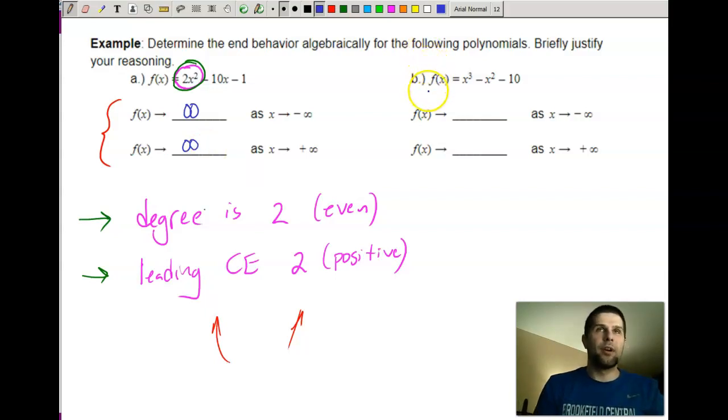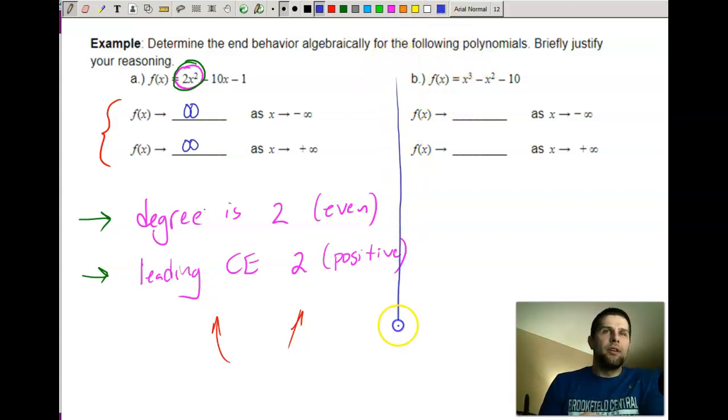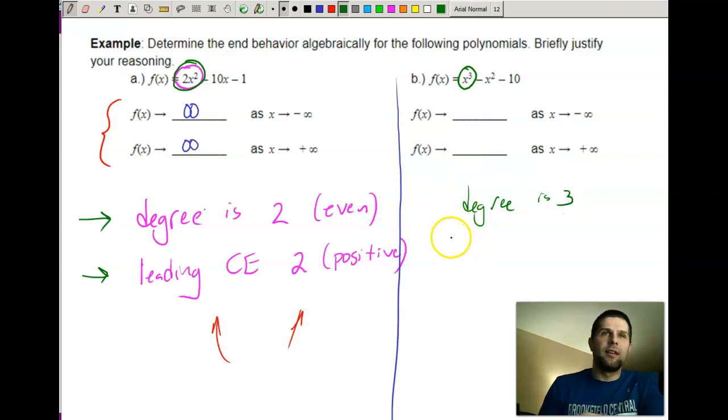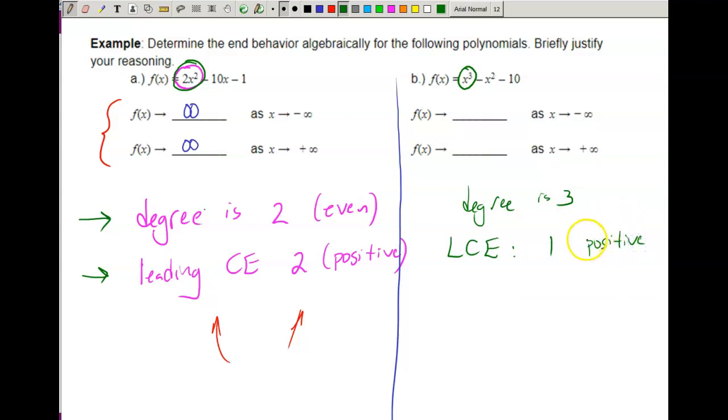All right, let's look at part B. Again, maybe pause this video if you feel a little bit confident. You want to give this a try. Pause it, see if you can get it. Okay, for B, all we're going to look at, again, is the dominant term here. The dominant term is x cubed. So I know my degree is 3, and the leading coefficient is 1, or positive. So it's a positive leading number, and the degree is odd.